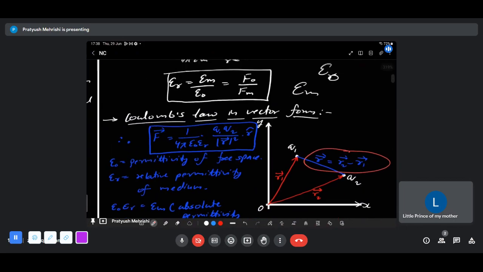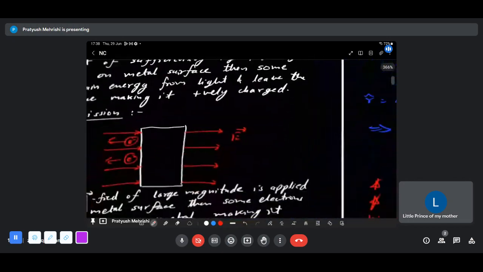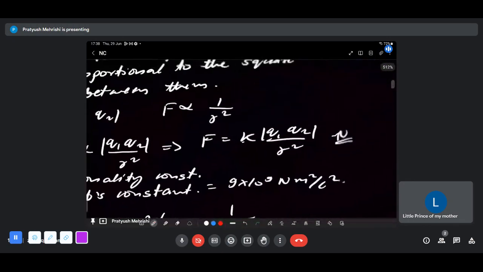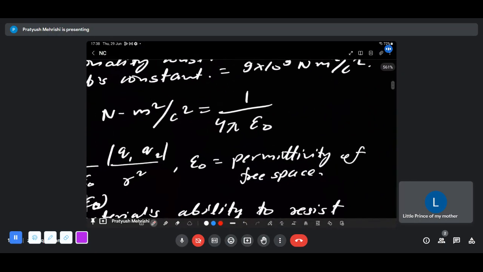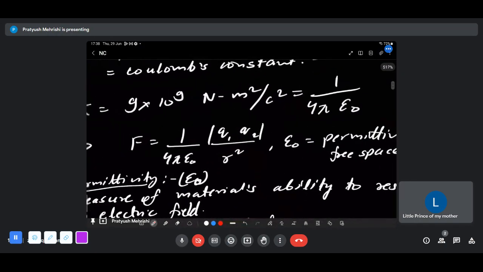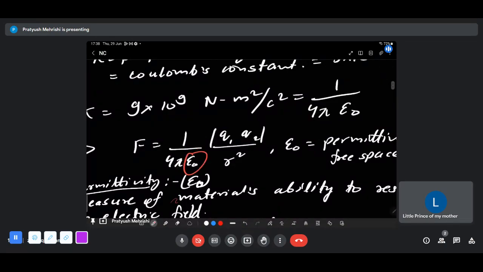Now what will be Coulomb's law in vector form? Coulomb's law is 1 upon 4 pi epsilon naught times k q upon r square. But if instead of epsilon naught any other medium is present, we write epsilon m. And we saw that epsilon m is equal to epsilon naught into epsilon r. So we can write it like that also. This will also give us the force in an electric field. Got it now?